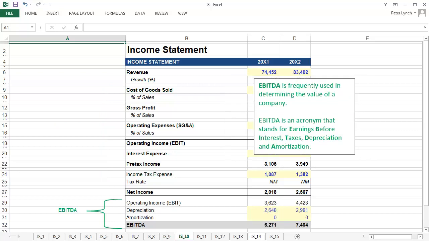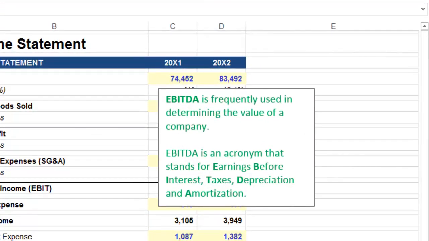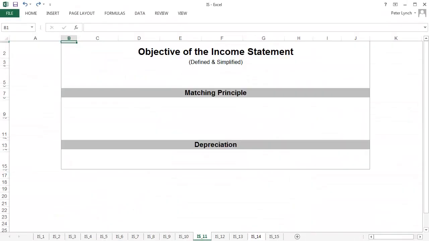And while you won't see it on most income statements, in most financial models you will find a reference to EBITDA. EBITDA is an acronym that stands for earnings before interest, taxes, depreciation, and amortization. And the reason you will find it in most financial models is because it is frequently used in determining the value of a company.